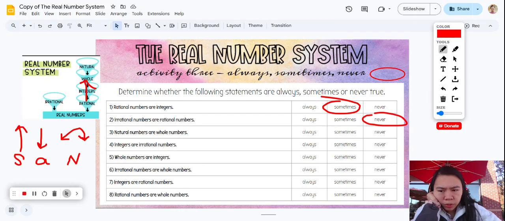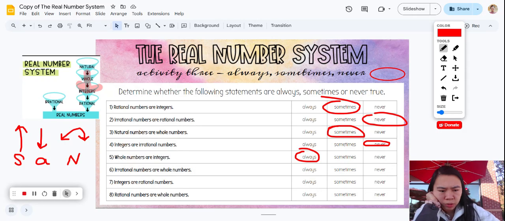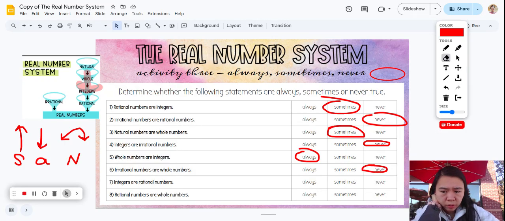Integers are irrational numbers. Integers are irrational. No, because that's going across. That's never. Whole numbers are integers. Okay, so if we start at whole, no matter what, whole numbers is going to hit integers on its way down. So always. Irrational numbers are whole numbers. Never. Irrational numbers are never anything else. Okay, it's all by itself over there. Integers are rational. Integers are always rational. Rational numbers are whole numbers. Rational numbers up to whole, sometimes.